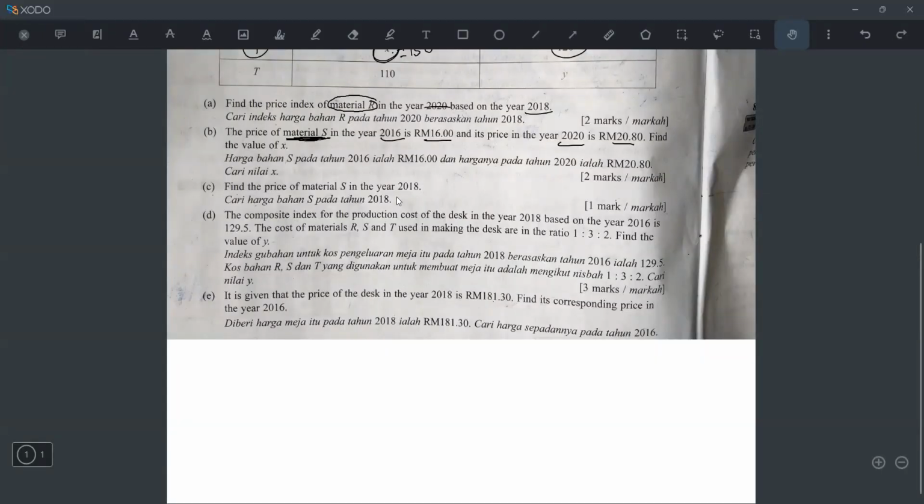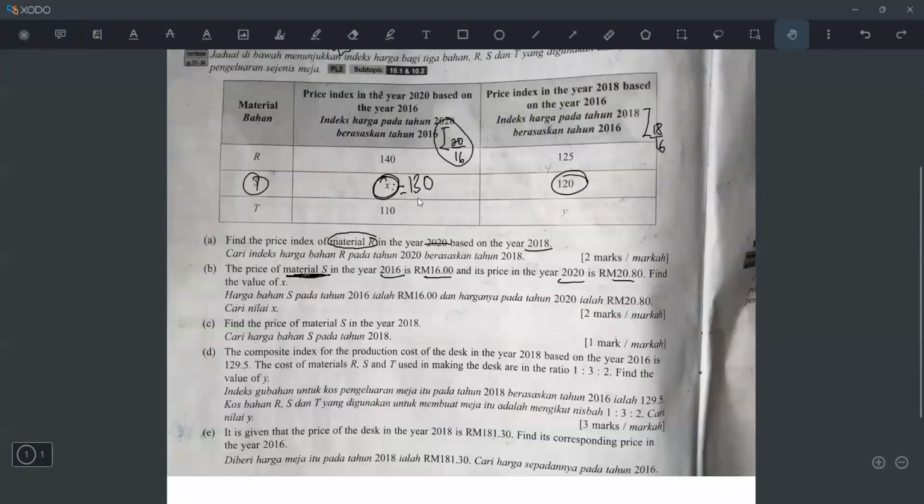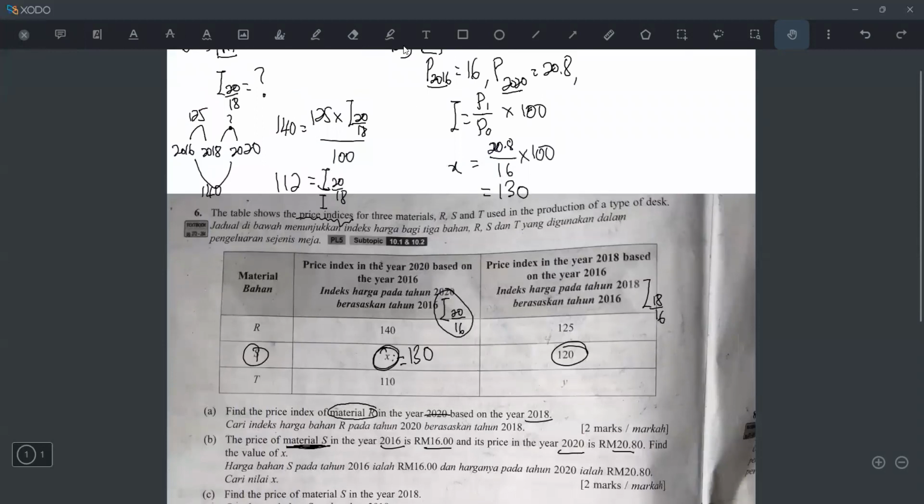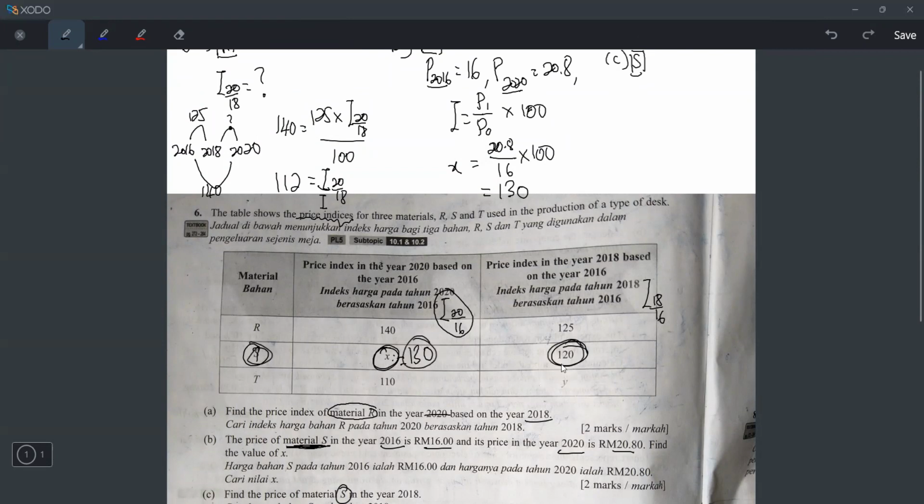Find the price of material S in the year 2018. Right, so let's scroll up. I will write C here. Find the price of material S. They mentioned S, means I have to take out the S info here. I can use the 130 info or the 120 info. But they want the price of material S in the year 2018, so I won't use this info.